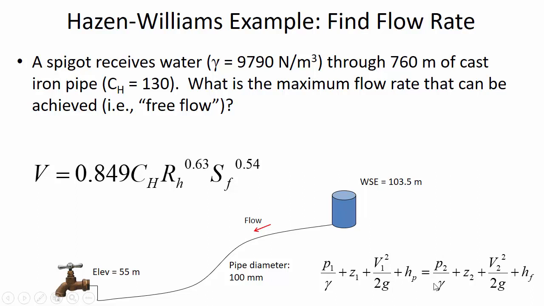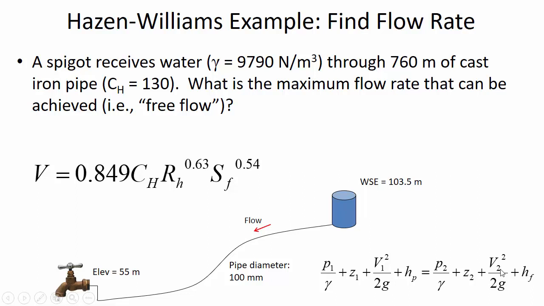So we cancel out the P2 term. It does have some elevation, so the Z2 is known. Now the V2 term, we could put it in there or we could eliminate it. What I did when I said that H sub F is equal to delta Z, I was assuming that the velocity head at 2 is negligible.